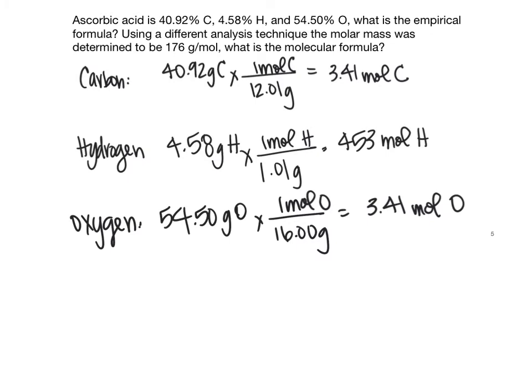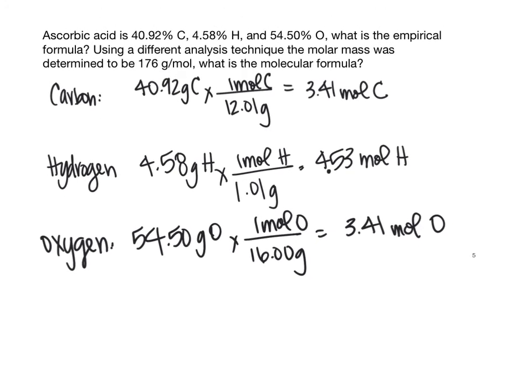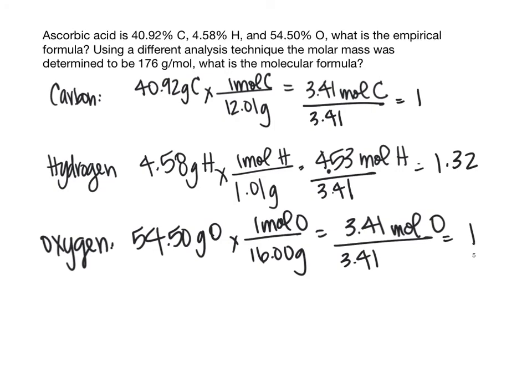So the third step is to divide by the least moles. This should have a decimal point in there. So we know that the least number of moles for both of those is 3.41. So we're going to divide by that. So when we divide by 3.41, we get 1. 4.53 divided by 3.41 equals 1.32. And 3.41 divided by 3.41 also equals 1.